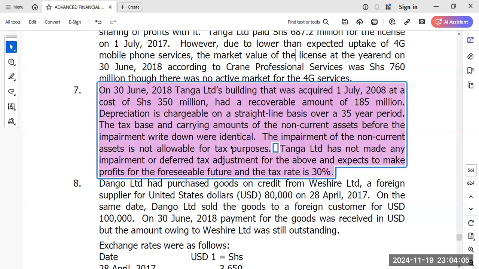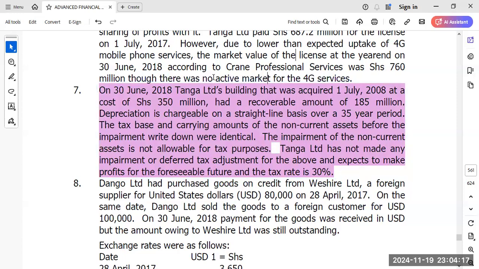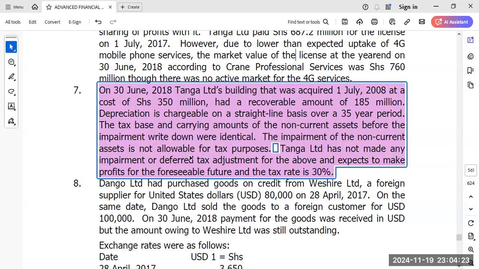Is this color okay to your side? Is it okay? It's okay. Because I want to be sure that you can read. So read it through just 1 minute and see whether you can actually answer.